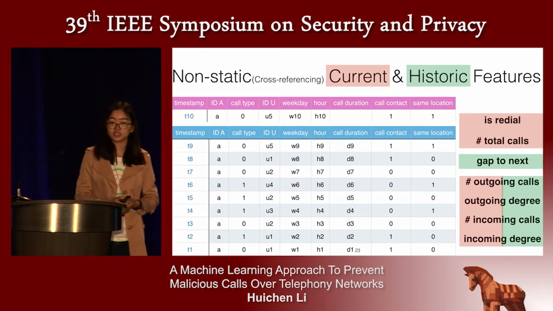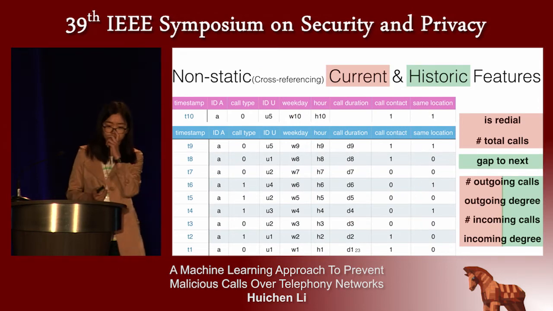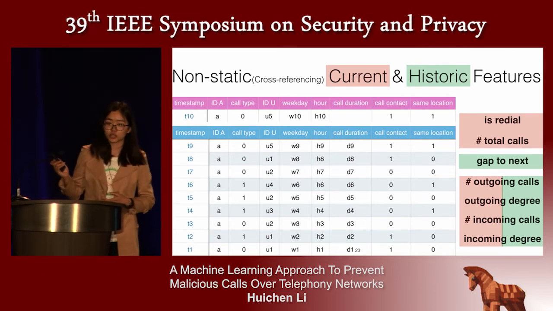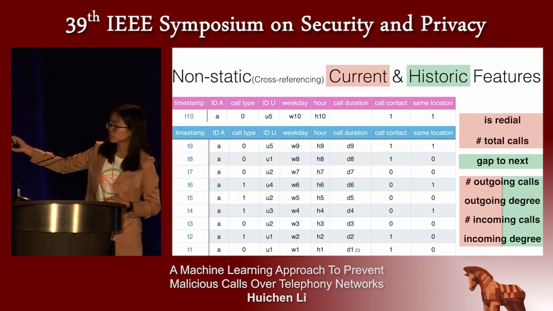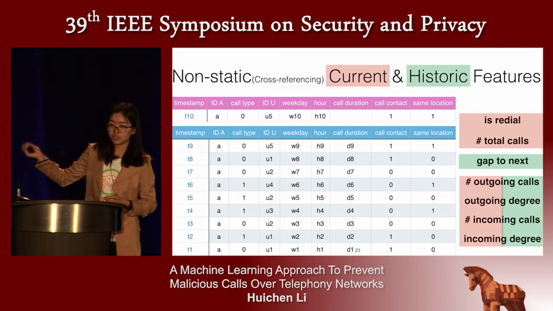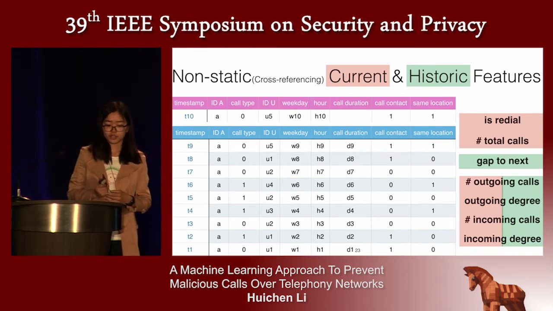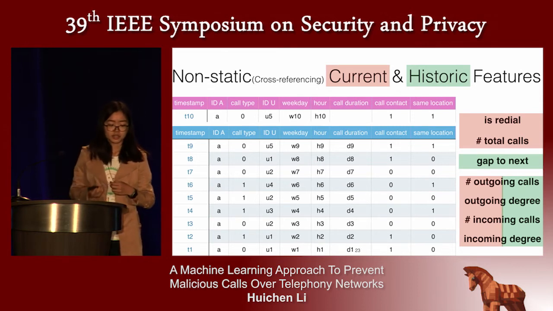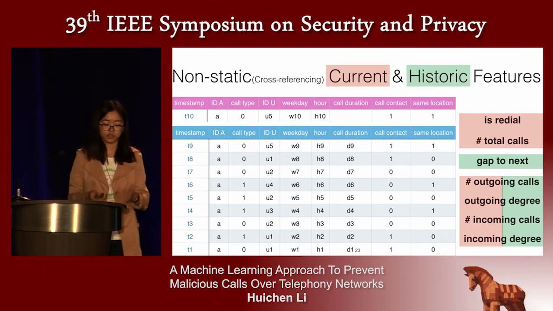And for the non-static feature vector part, we consider the relationship between the call logs, and the color shows their belongings. For example, if you see the green gap to next feature, it's a part of the historic feature vector, and it means the time gap between 2 consecutive calls. And the red feature is redial, is part of the current feature vector, and it means whether the current call is a redial by comparing this call to the last call.